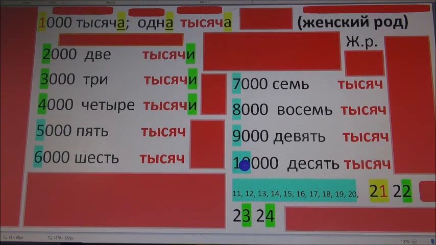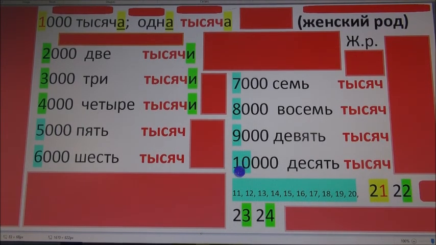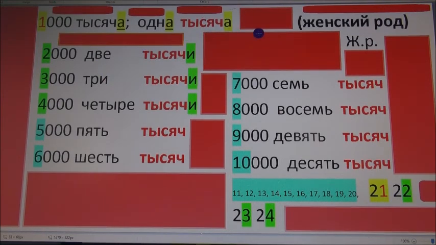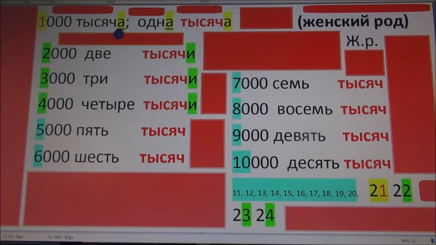Beginners should remember, and students with a little bit higher level maybe will remember further. It's not difficult, but it takes listening and practicing. We are going to count thousands, but you understand, instead of тысяча, you can put here any feminine gender noun, and it will have the same rule of ending.